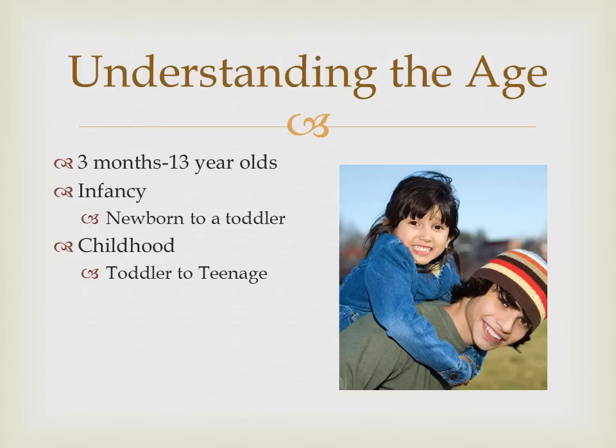Okay, so let's talk about the age group that we'll be looking at. This age group starts at about 3 months. Again, it could be a little bit flexible, a little bit before, a little bit after. And then 13 years old, so kind of getting into that adolescent time period. Infancy covers the newborn to the toddler stage, and newborn is pretty much from the time you're born to about toddler, and toddler is usually about 1 or 2 when they begin walking. And then childhood is like toddler to teenage, so it kind of bunches these groups together.